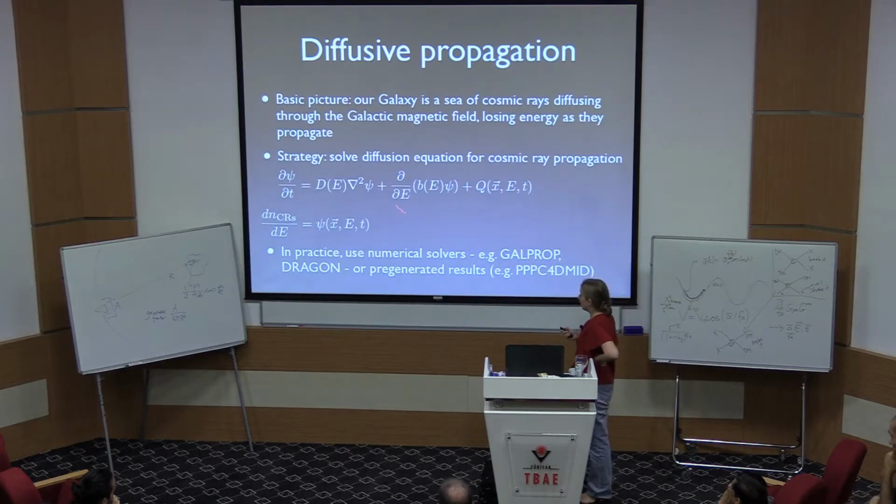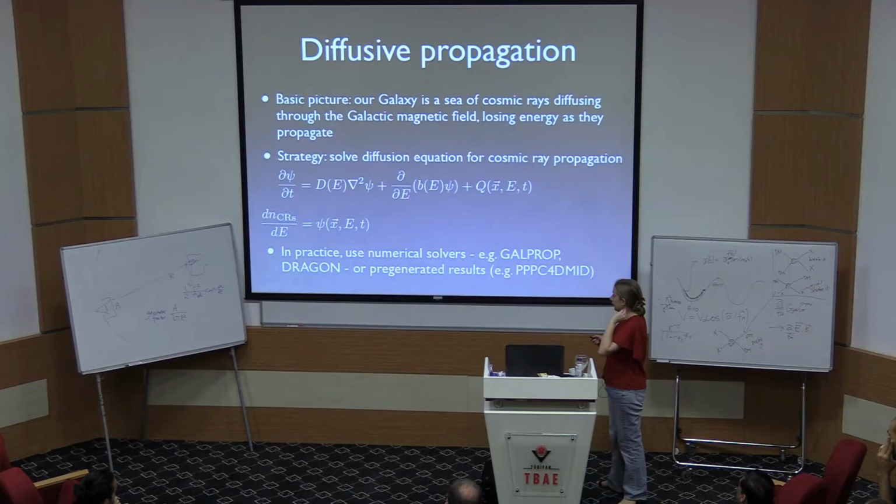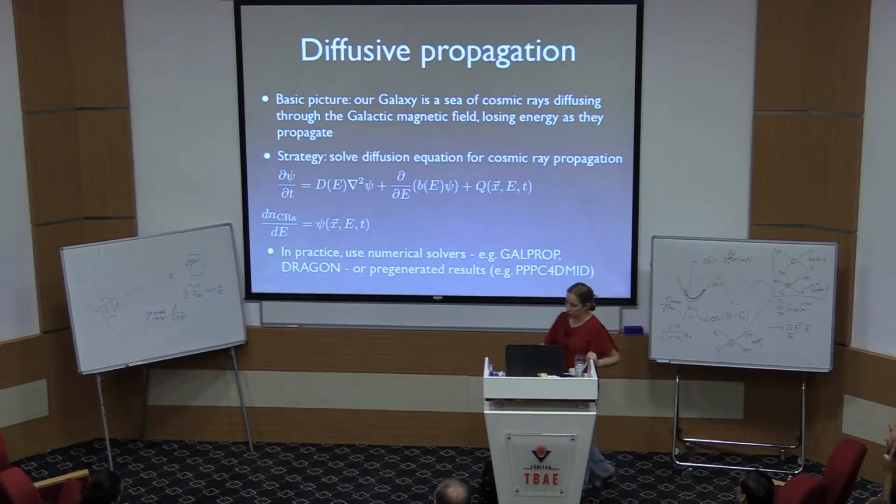There are losses, the particles can lose their energy. This is a loss term. There's b of E, it's telling you about the scattering rate for particles to scatter on ambient photons or to lose energy due to propagating through magnetic fields. And there's a source term, which could be from astrophysical sources or could be from dark matter. We're generally interested in looking for the steady state distribution of cosmic rays. In practice, we use numerical solvers like GALPROP and DRAGON to solve increasingly complicated variations of this diffusion equation.